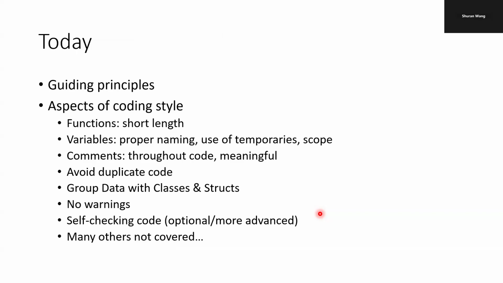Today, we're going to cover guiding principles on coding style, aspects of coding style, functions, variables, comments, avoiding duplicate code, grouping data into classes and structs, and having no warnings. Up to here will be graded by your TA. Self-checking code and many others are optional and could be counted towards bonus.